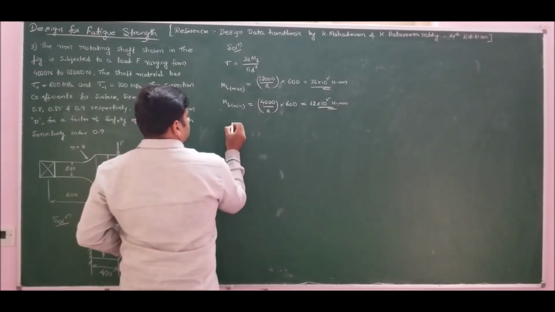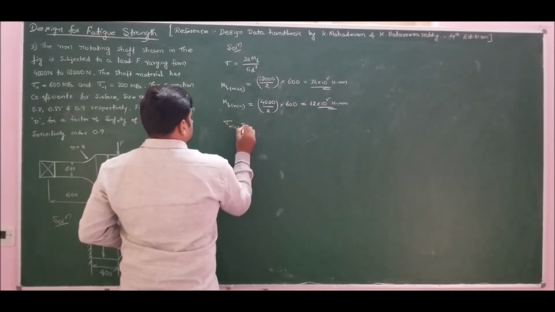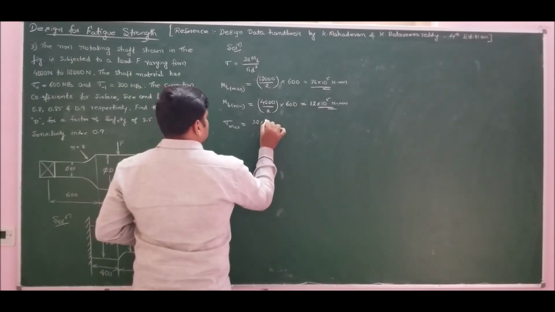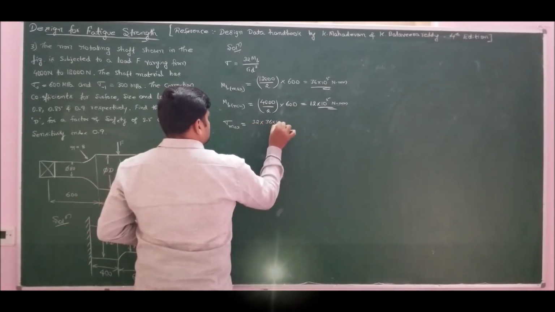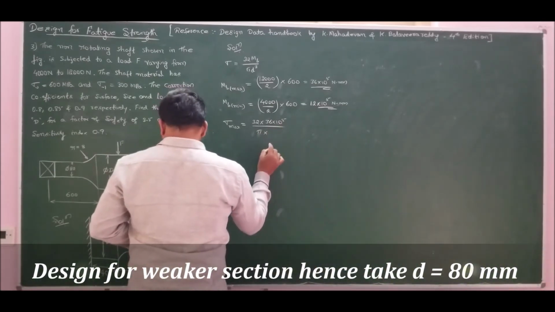So now if I calculate the maximum and minimum bending stress, sigma max is equal to 32 into 36 into 10 to the power of 5 by pi into diameter, which is known as 8.